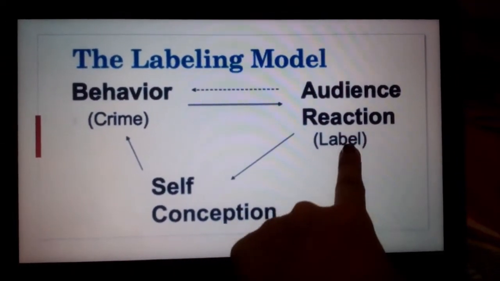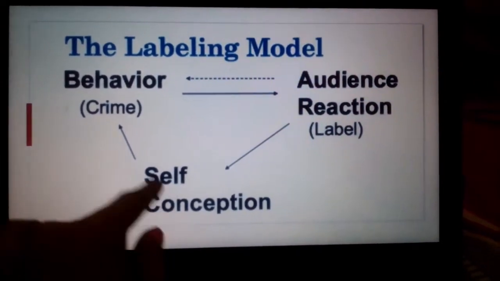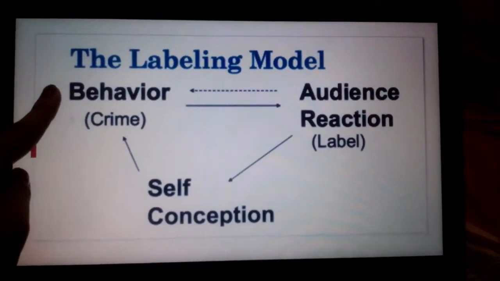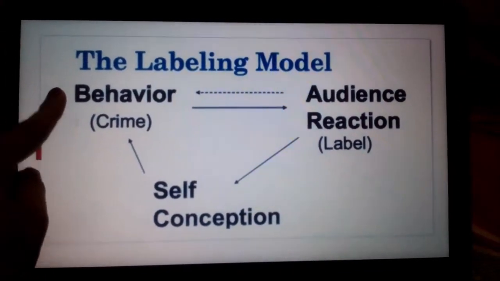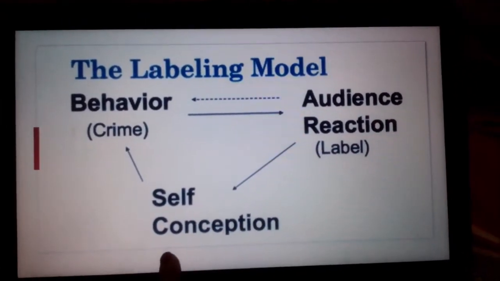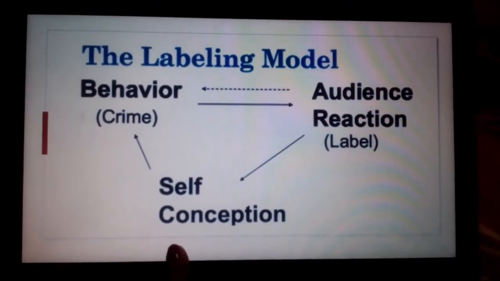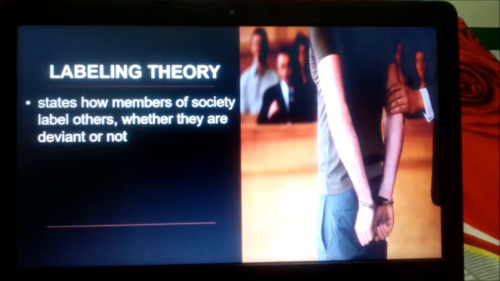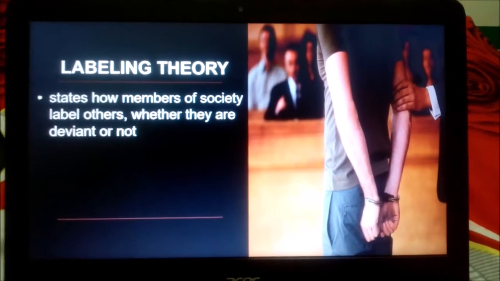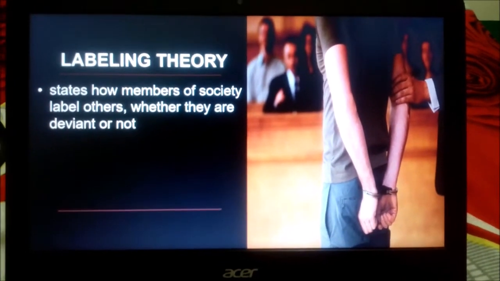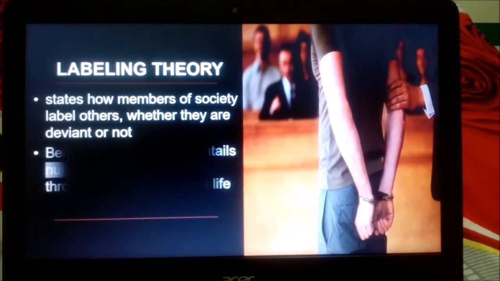No, syempre, pag ginudge ng tao, babalik yan sa tao na gumawa ng krimen. So, self-conception. Magkakaroon niya ng realization. After the behavior being done by an individual, the audience will react, and then, babalik yan dun sa tao, and then, he or she will make or have a realization for that. So, to widen the definition, labeling theory, it states how members of society label others, whether they are deviant or not. So, it is either negative or positive. Hindi lang siya puro negative.